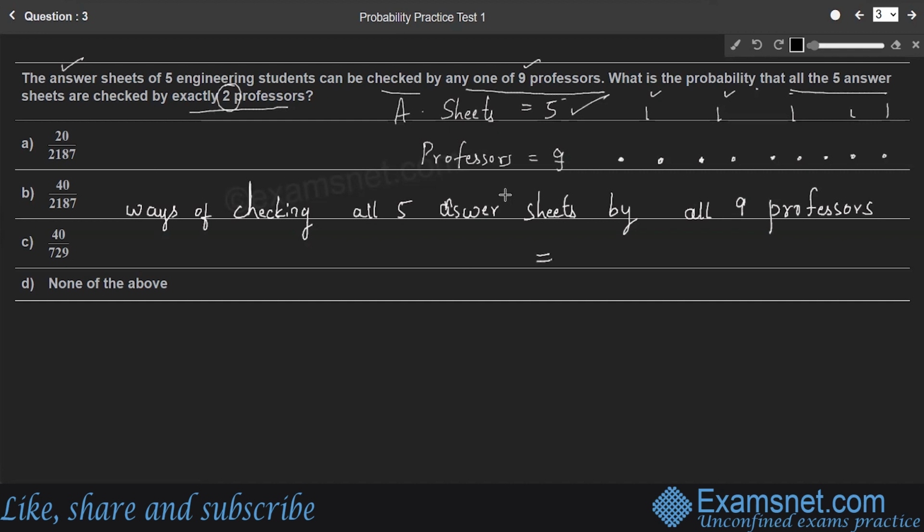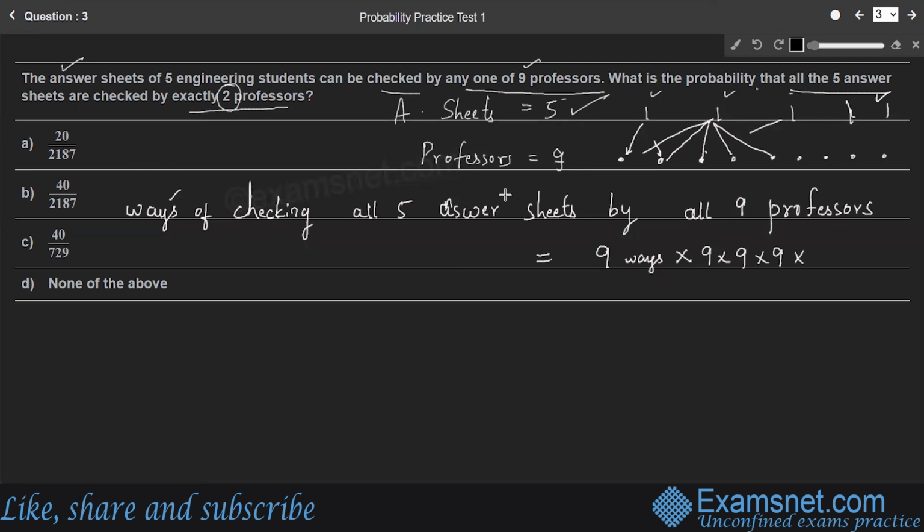is equal to, here each paper is checked by each professor, in 9 ways. Each paper is checked in 9 ways. So first paper is checked in 9 ways, into, so when it comes to ways of checking, we have to multiply the ways. The second paper is also checked by each professor, therefore in 9 ways the second paper is being checked. Therefore it is into 9, into third paper is also checked in 9 ways, into 9. So it is repeated 5 times, because there are 5 answer sheets.